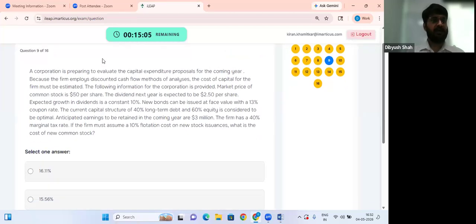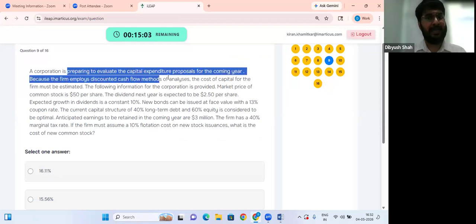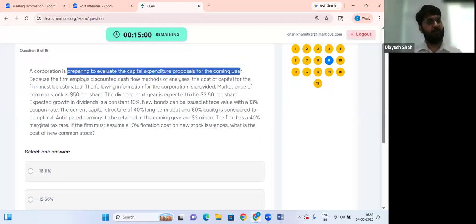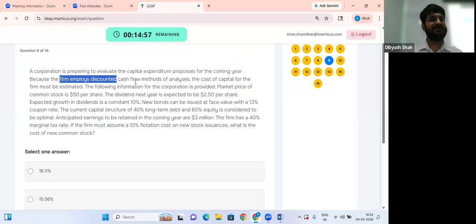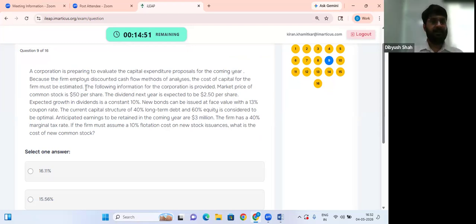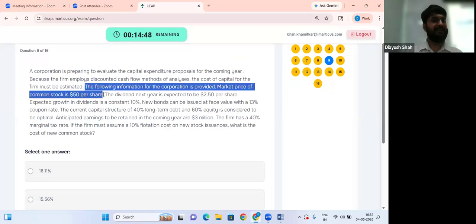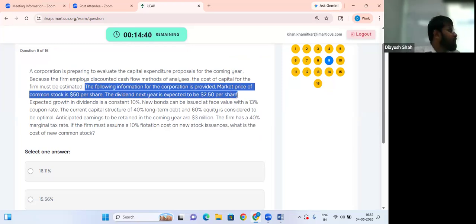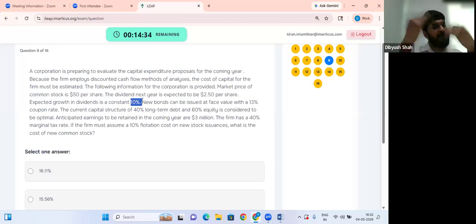See, a corporation is preparing to evaluate the capital expenditure proposals for the coming year. Because the firm employs DCF, discounted cash flow, cost of capital has to be estimated. Following information is given. See, market price they are telling is 50. Dividend next year is expected to be 2.5. This is already D1. You don't need to adjust the growth rate. And expected growth in dividend is 10%. So 2.5 by 50 plus 0.10, that will give it to you. This is D1, not D0. This is the word you have to be very careful about: next year or this year.